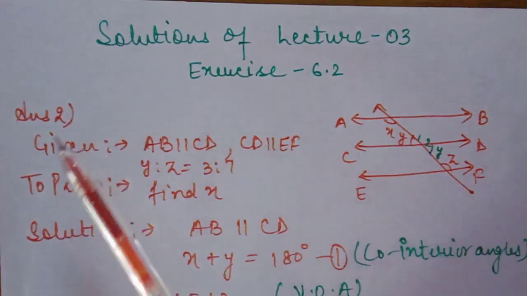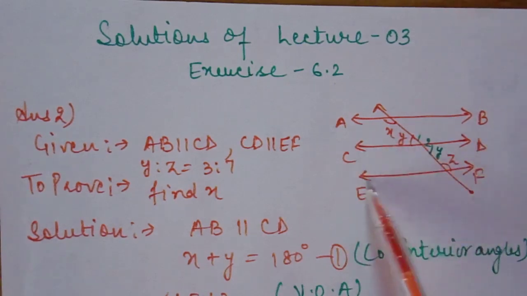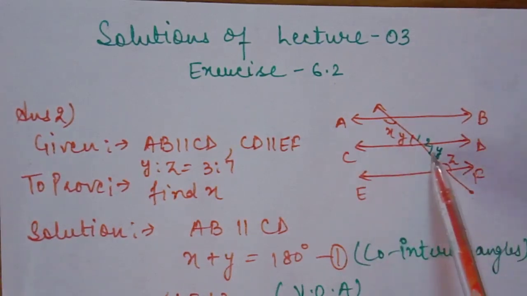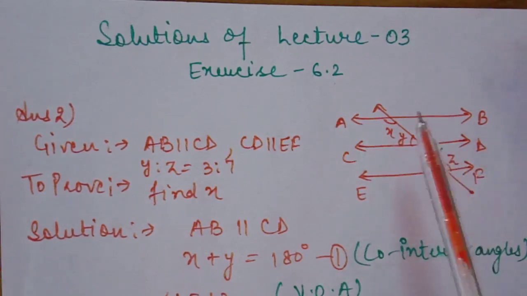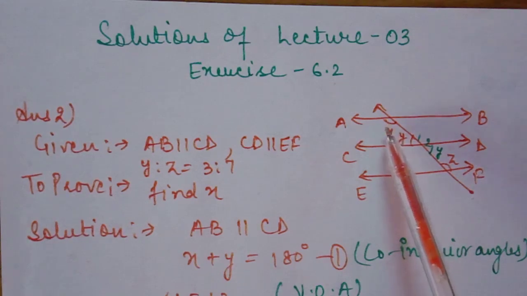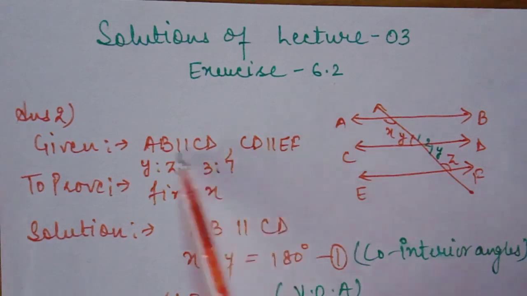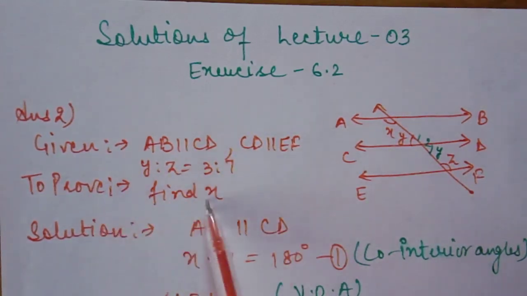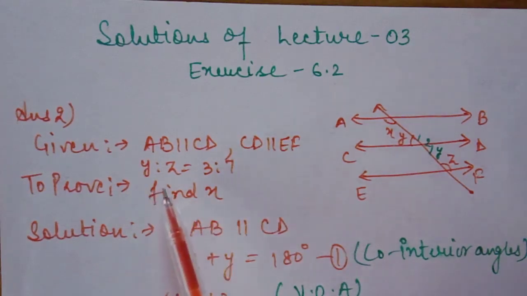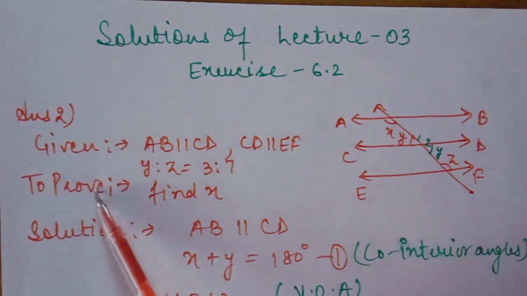Question number 2 is, if AB is parallel to CD and CD is parallel to EF, and the ratio of angles Y and Z is already given, which is 3:7, and we have to find the value of X. So what is given? Two lines are parallel, one ratio is given. What we have to prove? Find the value of X. So students, you have to solve all the questions in this chapter like this: what is given, what is to prove, and then proof or solution.